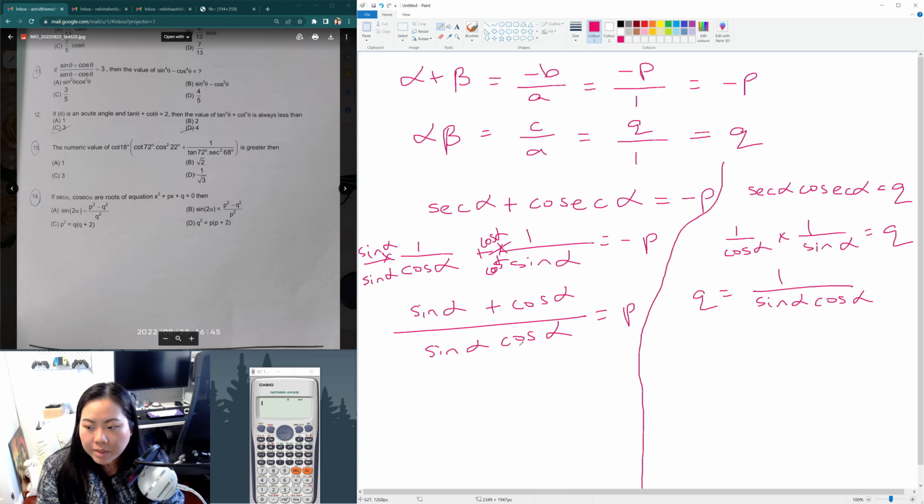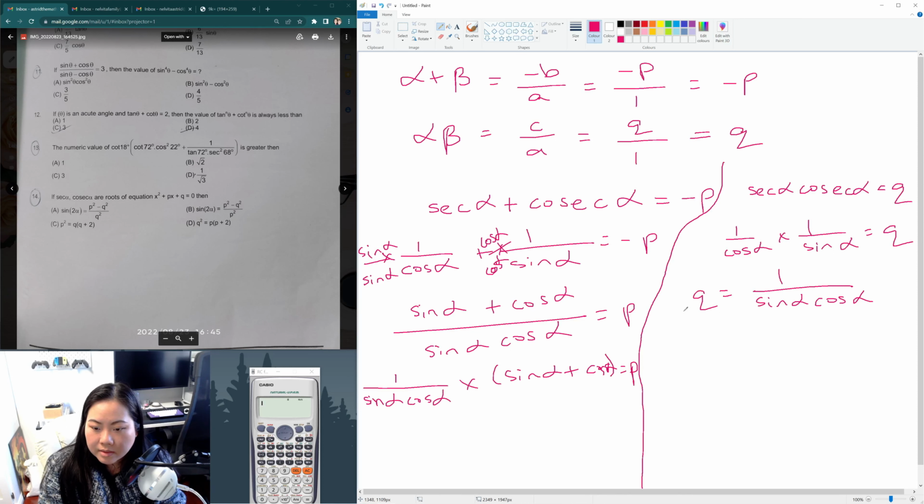Now if you notice, q and p look kind of similar in the denominator. I'm going to separate this fraction. This fraction is really 1 on sine alpha cos alpha multiplied by sine alpha plus cos alpha. Okay, and q is 1 on sine alpha cos alpha, so I can replace the whole of this with q.